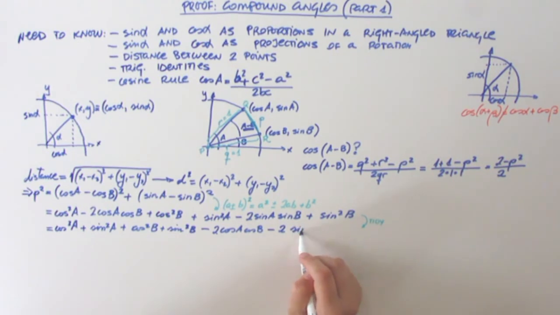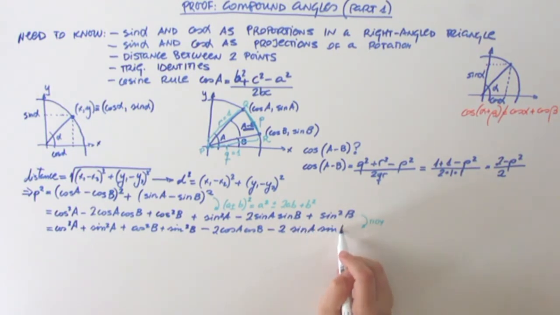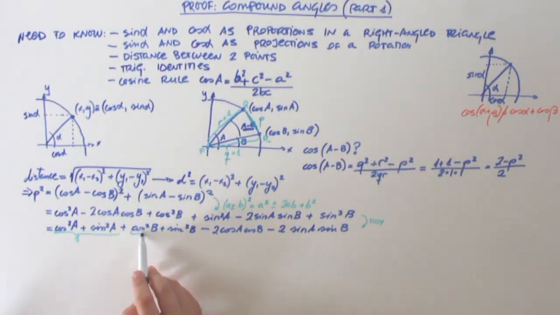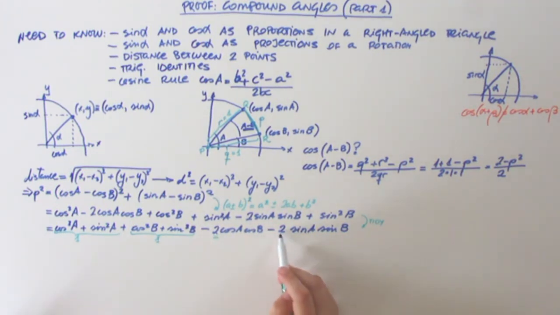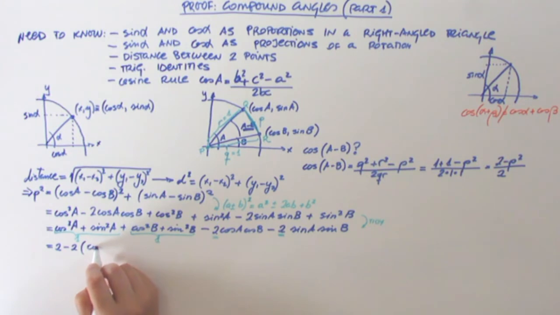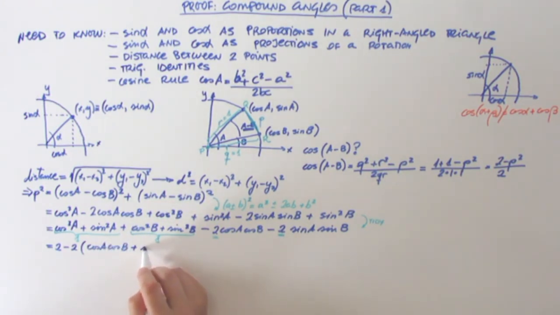And I begin to see interesting patterns because I know that cosine squared of A plus sine squared of A is 1, and at the same time cosine squared of B plus sine squared of B equals 1. Then I see a common factor here as well, so all of this turns into 1 plus 1, 2, minus 2 times cosine of A cosine of B plus sine of A sine of B.